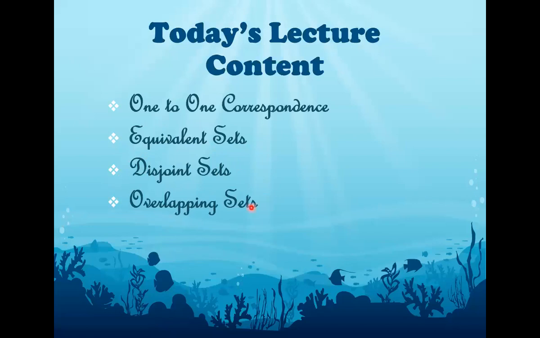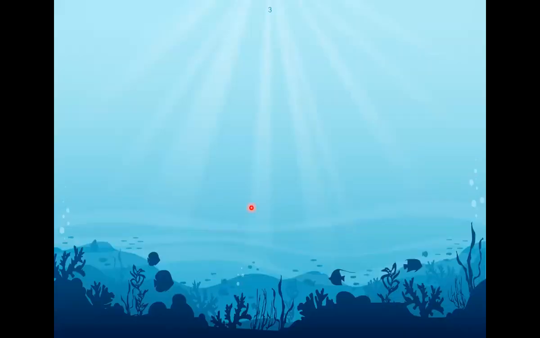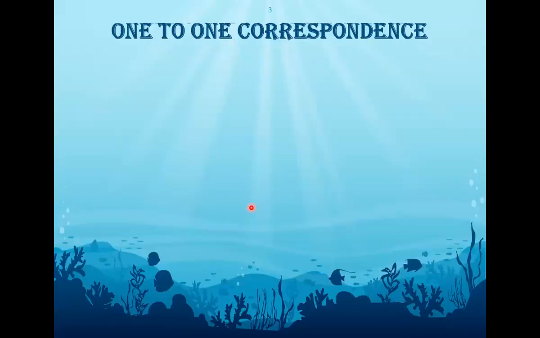After this explanation, we will do classwork. You will copy down the definitions. I will explain and dictate all those definitions. Understand? So let's start from definition number one, which is one-to-one correspondence. Now, what does it mean by one-to-one correspondence?